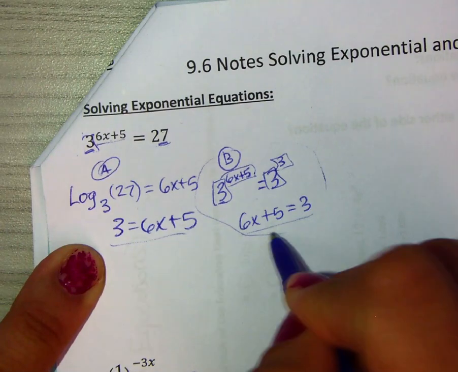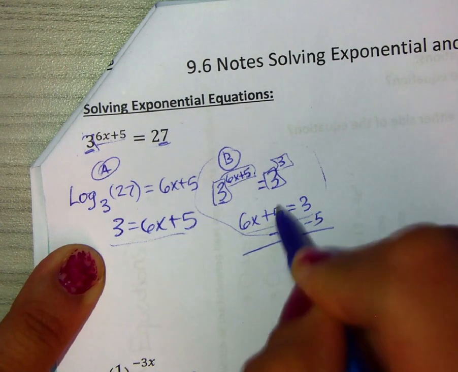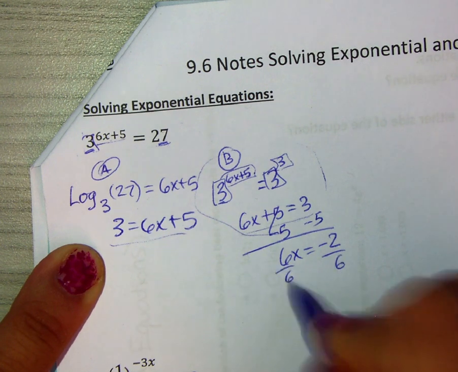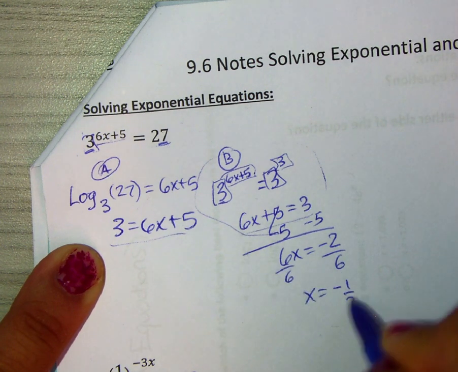But let's finish this. We're going to go ahead and solve by subtracting 5. 6x equals negative 2, divided by 6, x equals negative 1/3.